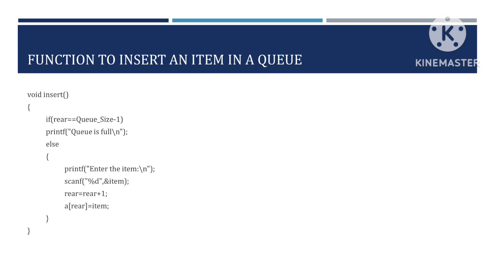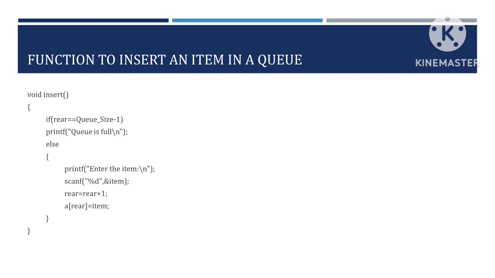Since items are inserted from the rear end, if the rear value is equal to queue size - 1, then we assume that the queue is full. So insertion is not possible. Now why queue size - 1? Because we think that our queue is an array, and normally array indexes start from 0. So that's why we have to check the rear value with queue size - 1.